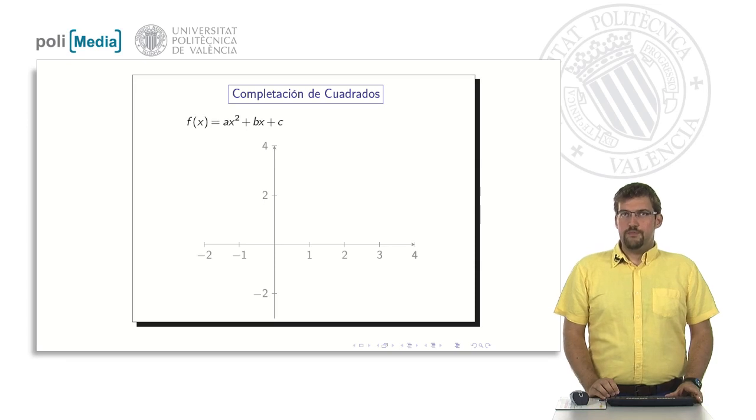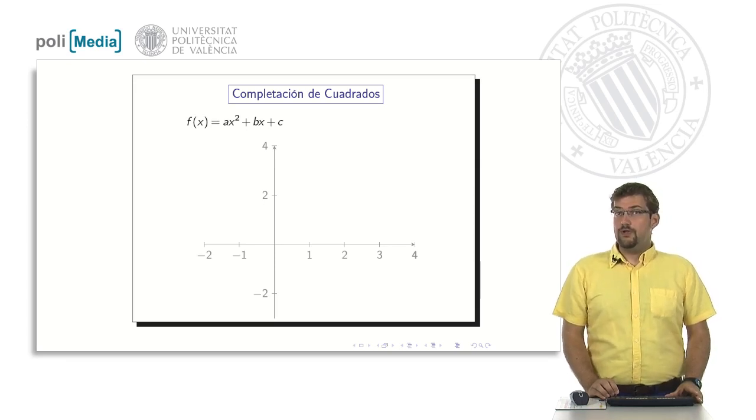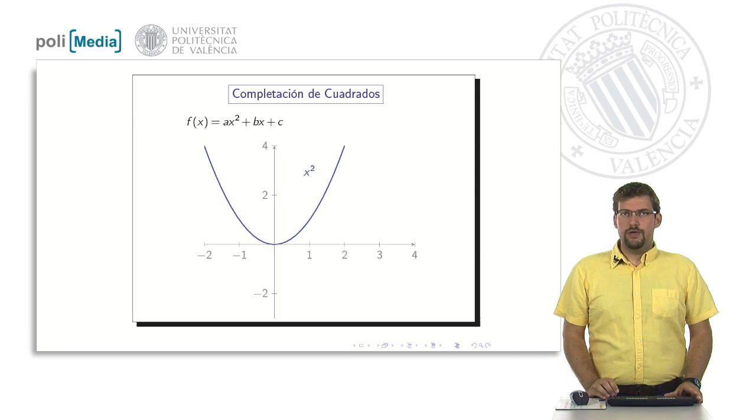Let's get started. Given a certain function f(x) = ax² + bx + c, which is a polynomial of degree 2, we wonder how we could draw it. A polynomial of grade 2 that we all know how to draw is the polynomial x², which, as we already know, has a vertex at the point (0, 0).